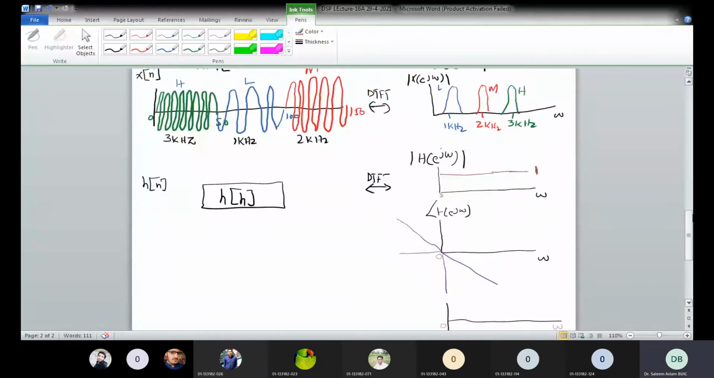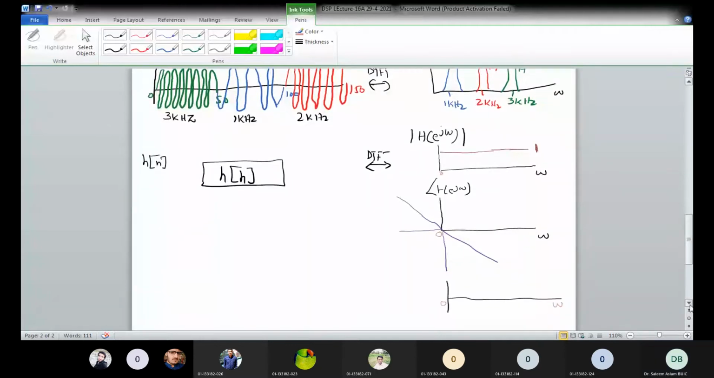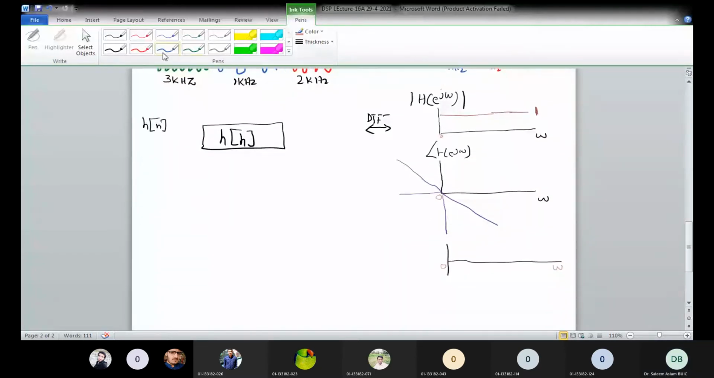Anyway, if we have a linear phase system, we have a constant group delay response. So it will have a straight line, because a linear phase system has constant group delay response. Let's assume this straight line shows m is equal to 30.